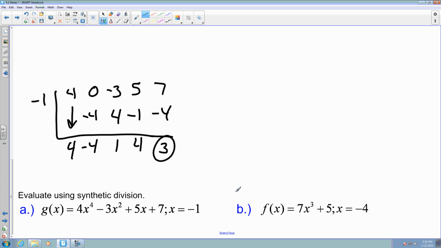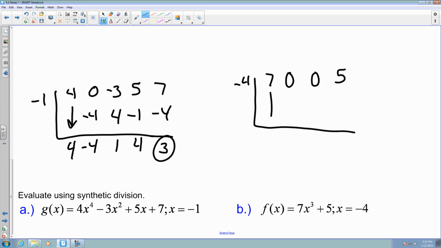So let's look at B. So I have x equaling -4, where the function is 7x to the third plus 5. So I got 7 as my leading coefficient. I don't have an x squared, so I write that as 0. I don't have even an x, so I have to write that as 0. And my constant is 5.